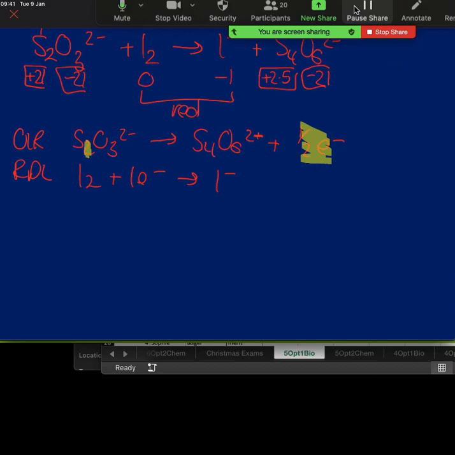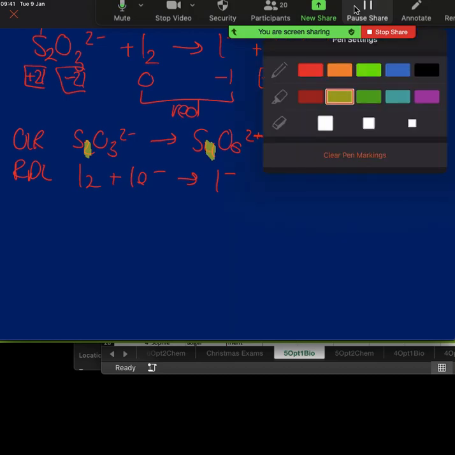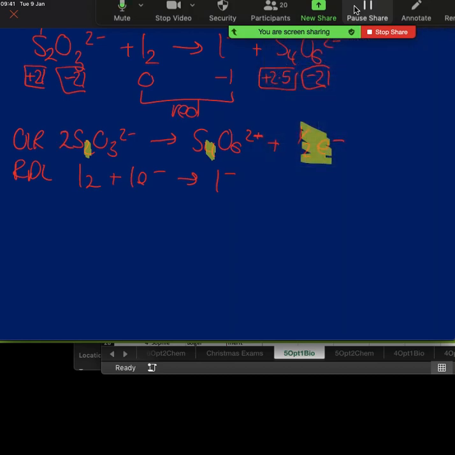I have 2 here and I have 4 here. So first thing I need to do is make sure that this is 4 S's on both sides. Happy with that? Yeah. And because I have 4 S's and each S is worth a half an electron, I turn this into 2 electrons. Does that make sense?